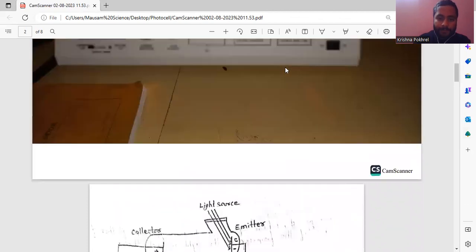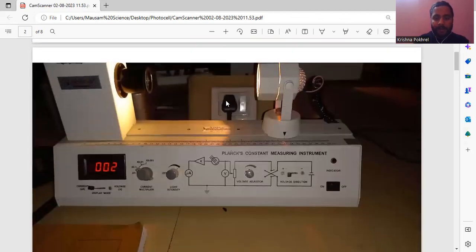For this we need to move towards our experiment. You set the light intensity at any point, 30 centimeter for example. You keep a red color filter over here and you want to measure a current. Set a little bit of light intensity and get a current.